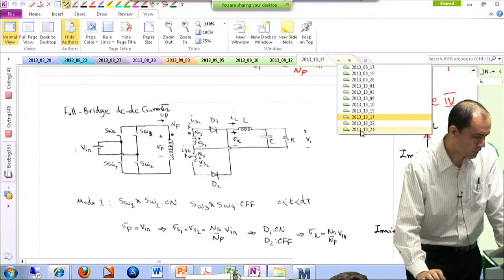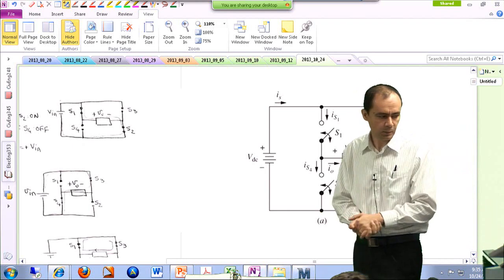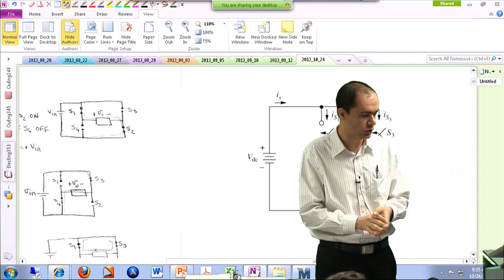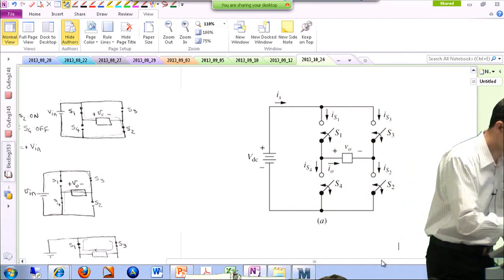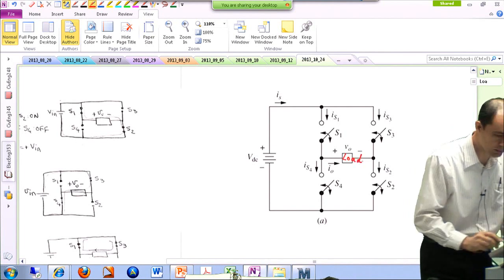Okay, so I have it over here. As you can see, we have 4 switches, 1 DC source, and some sort of a load, which is shown over here as this block or this box over here. So this is basically your load.